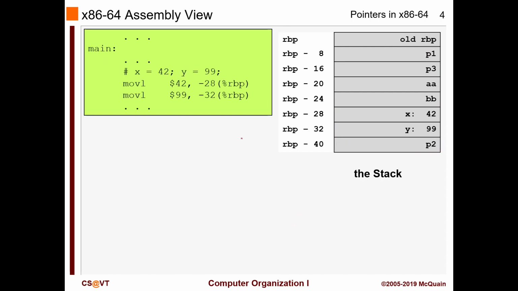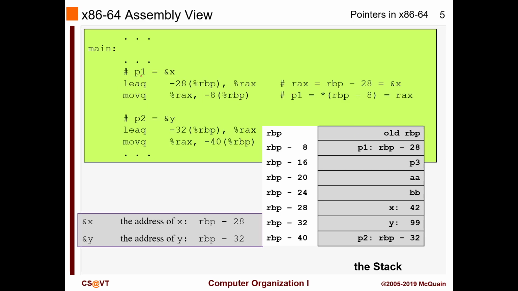The first thing that happens is we are putting some values in: x equal to 42, y equal to 99. This is very simple. You have already faced that, so you know how it works, right? We are just moving the value here, and minus 28 here is x and minus 32 is y.